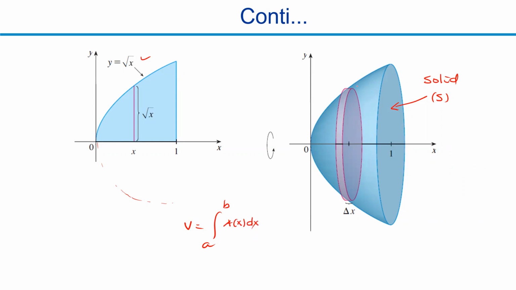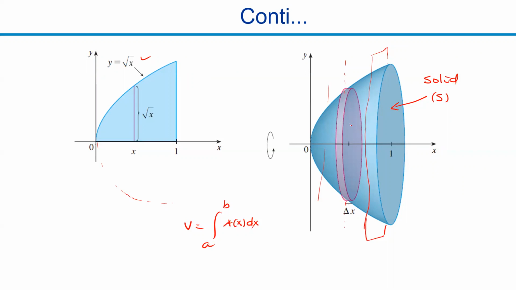Okay, now if you cut this solid region somewhere here, what will you obtain? You'll obtain a circle. If you cut here, you'll obtain a circle. If you cut here, you'll obtain a circle. That is, the intersection between any cutting plane and this region will be simply a circle.